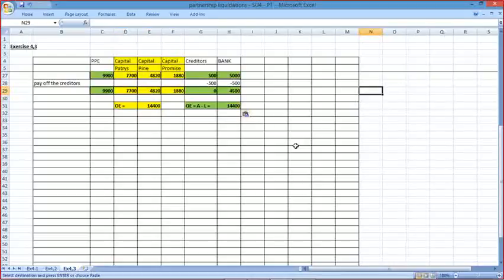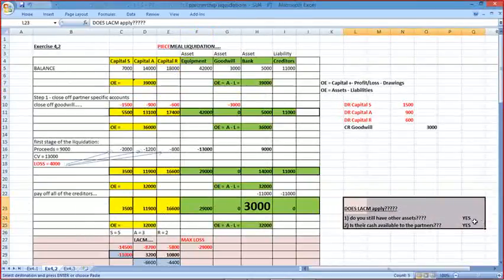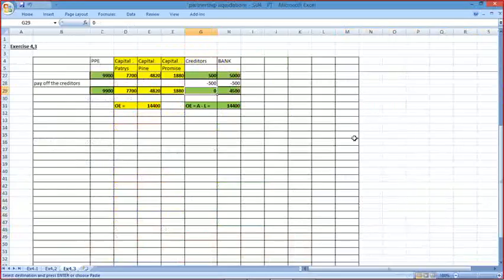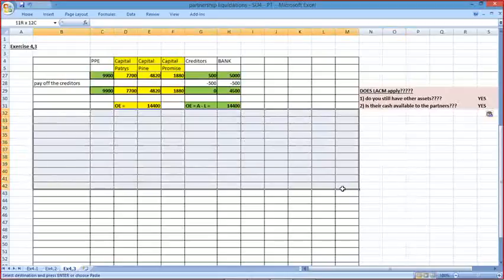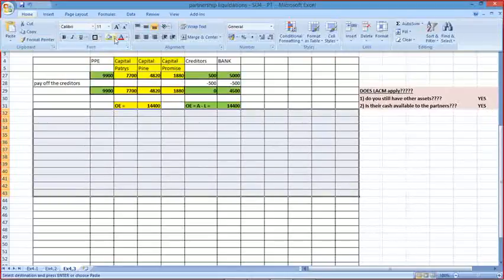Right, so now I can ask those questions. Is there cash available? Yes. Can it be distributed to the partners? Yes, because you've paid off all your liabilities. Are there still other assets? Yes. Will loss absorption apply? Yes, definitely. So loss absorption will apply here, and then we need to do the working in between. Okay, so let's highlight that.